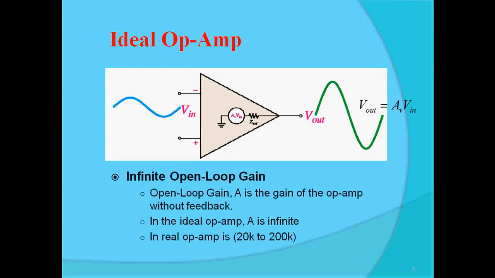We say that op amp will have infinite open loop gain, and that is represented with A. Open loop gain is the gain without feedback, having A. The ideal op amp will have infinite open loop gain, but a real op amp has 20k to 200k open loop gain. In this circuit we can see that Vin is the input signal given to the input terminals, and at the output, it is amplified by a gain factor AV. So your output is the amplified version of input signal Vin.